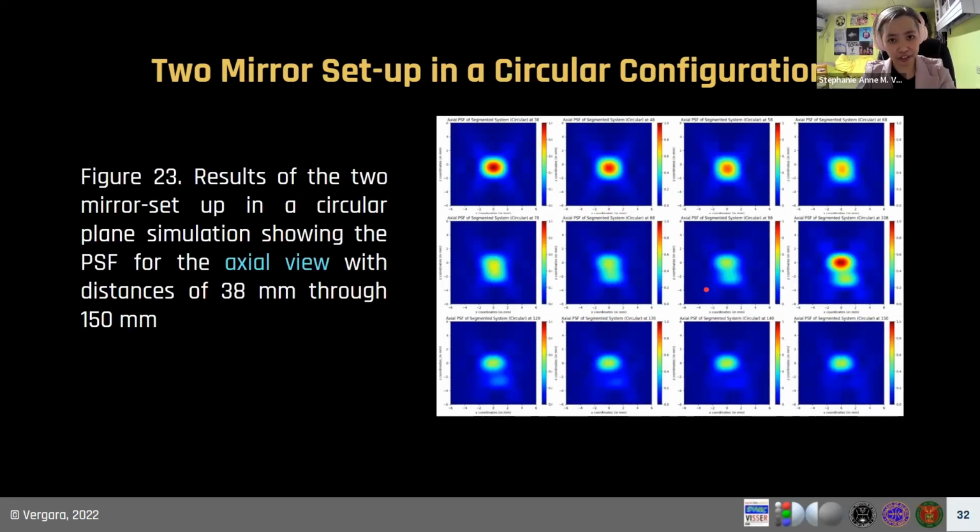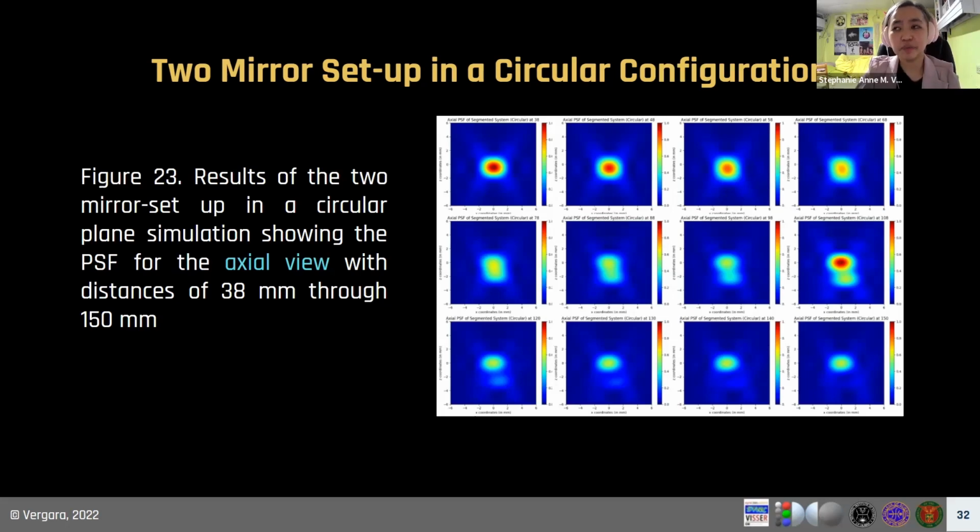For the last configuration, we have the circular configuration. For this slide, we are going to discuss its axial view. Okay, so from the figure, it is still very apparent that as the distance between the mirrors increases, the foci of the segments also start to diverge, and the focus starts to decrease. And the intensity of the light at the focus starts to decrease.